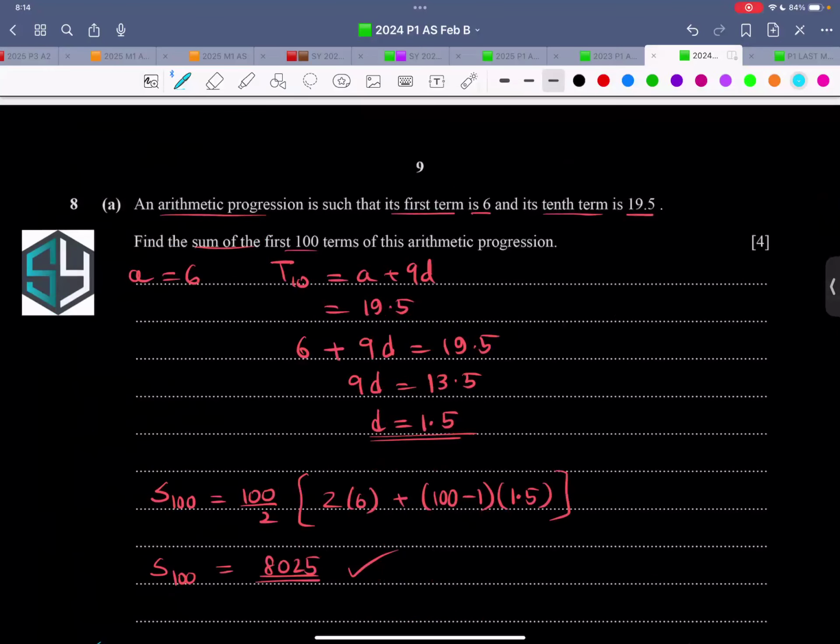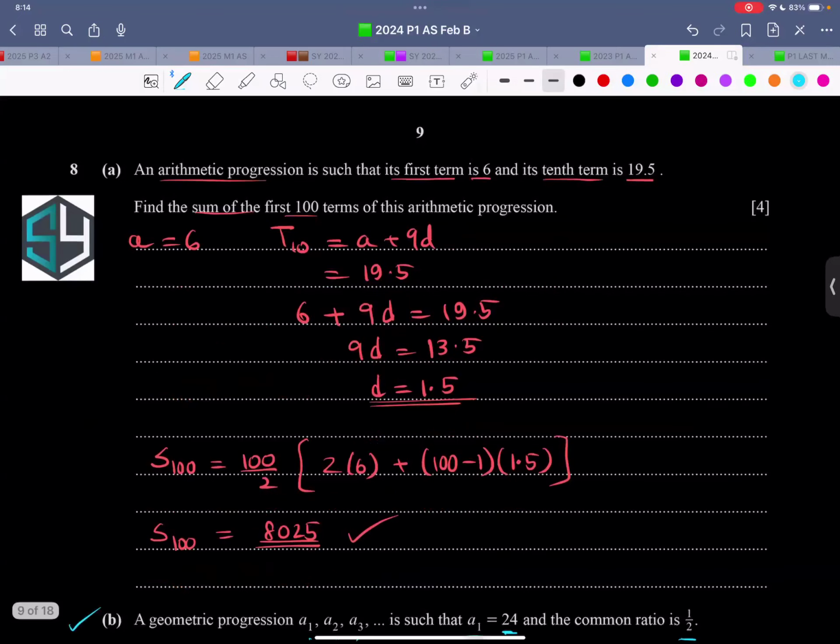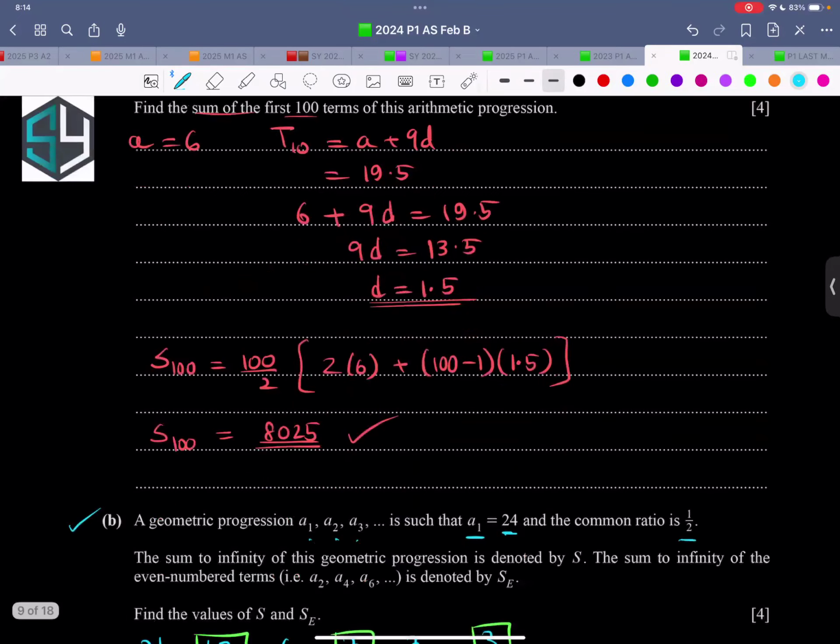Arithmetic progression. We have this thing. The first term is 6, 10th term is 19.5. Find the sum of the first 100 terms. So first you have to find d. Then you have to find the formula.